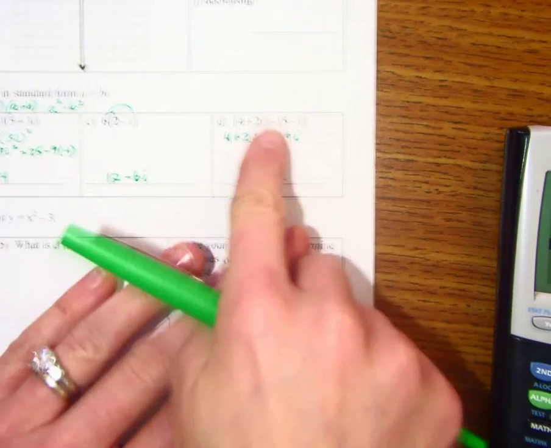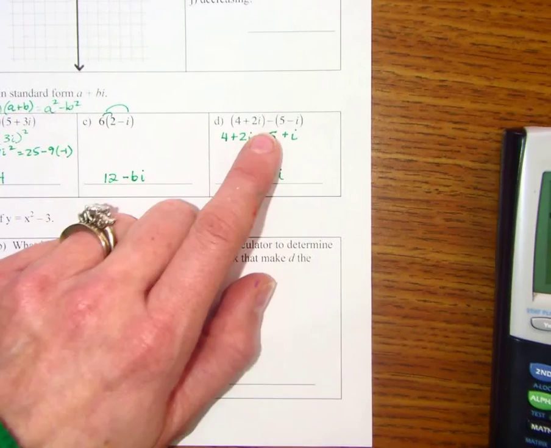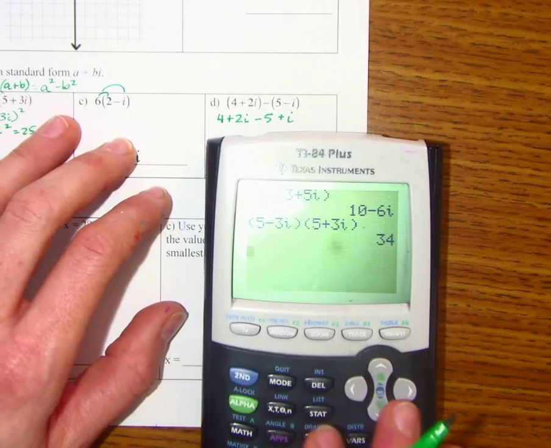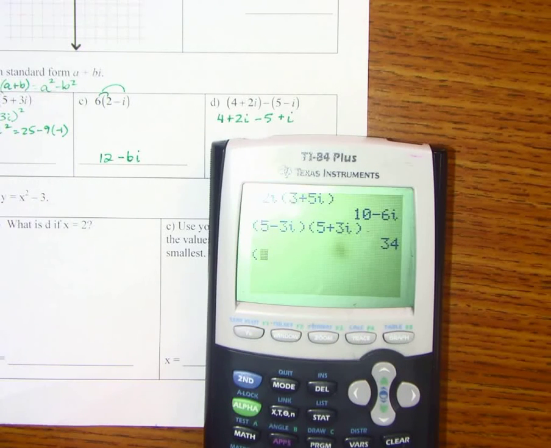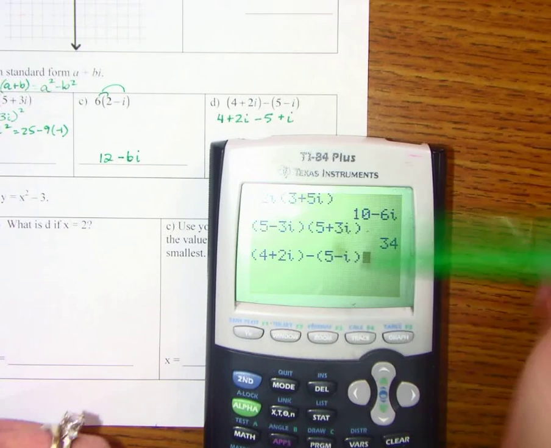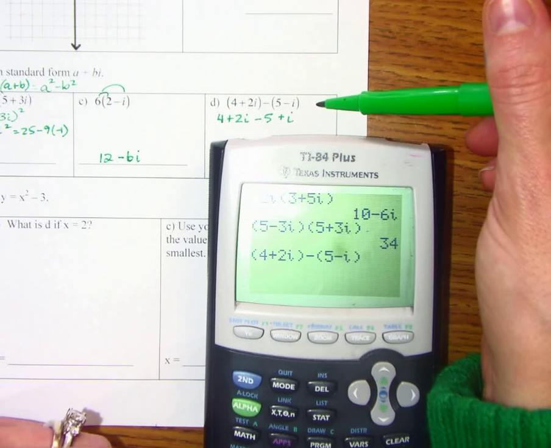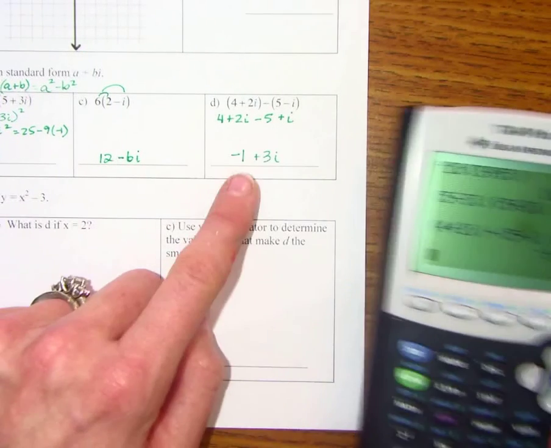This one, I would say, should be pretty simple. You don't need to worry about checking, but because of that negative, you actually might want to take the time to do it. It is a test. It's worth all the extra points you can get. So we have 4 plus 2i, and then minus parentheses 5 minus i. So notice I'm just plugging it in exactly in the format that the problem is given to me. I press enter, and sure enough, we get negative 1 plus 3i.